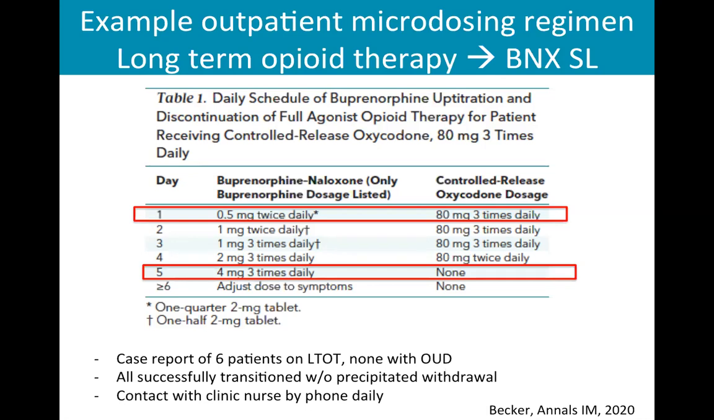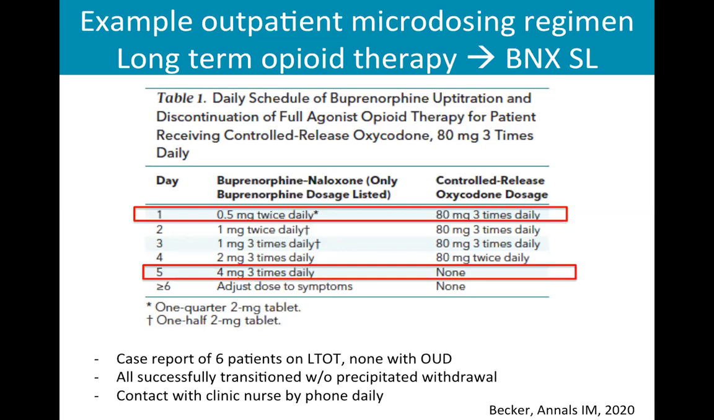It's a case report from 6 patients, none of whom met the criteria for opioid use disorder, all of whom were on long-term opioid therapy for pain. So this works in patients with chronic pain as well. They all transitioned successfully to Suboxone through microdosing.